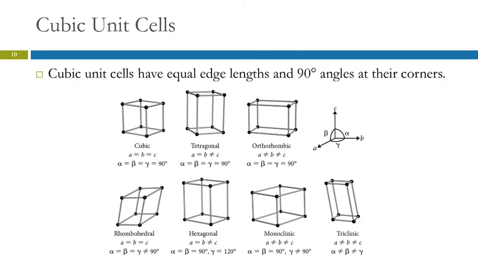So there are cubic unit cells. Cubic unit cells have equal edge lengths and 90-degree angles. So this is a cubic cell. This is not cubic because the lengths here are not all the same. This one's orthorhombic. So there's all these different names. The only ones we're going to look at are cubic and hexagonal. I'm not sure why they showed you all of those.